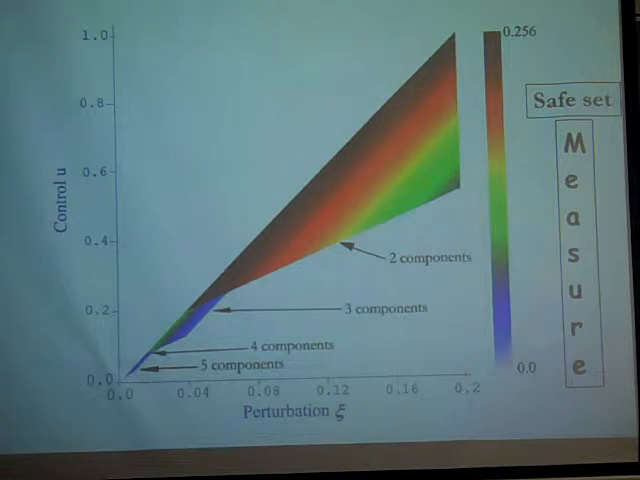So first of all, observe that this axis has the control and this axis has the perturbation. Since u is less than c, I don't have any points above this diagonal. And all these white regions that you see here do not have a safe set. There is no safe set for these values. And these colored regions denote the measure of the safe set. This is the color scale that is used.